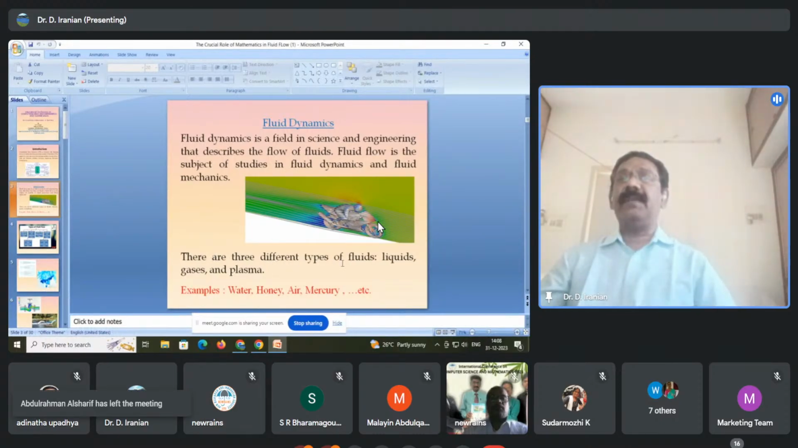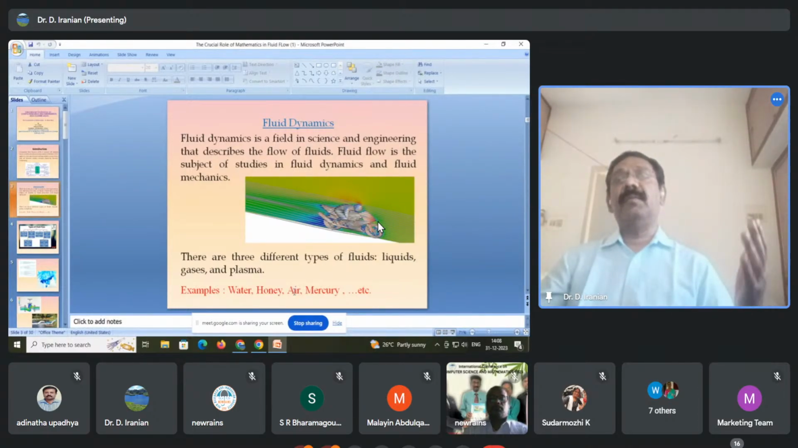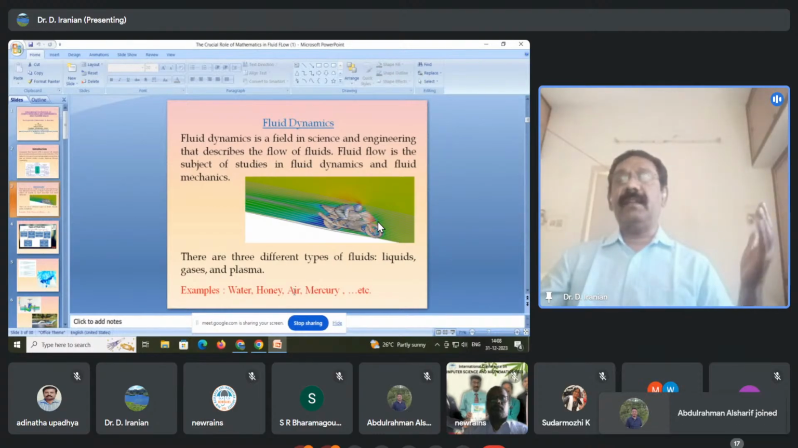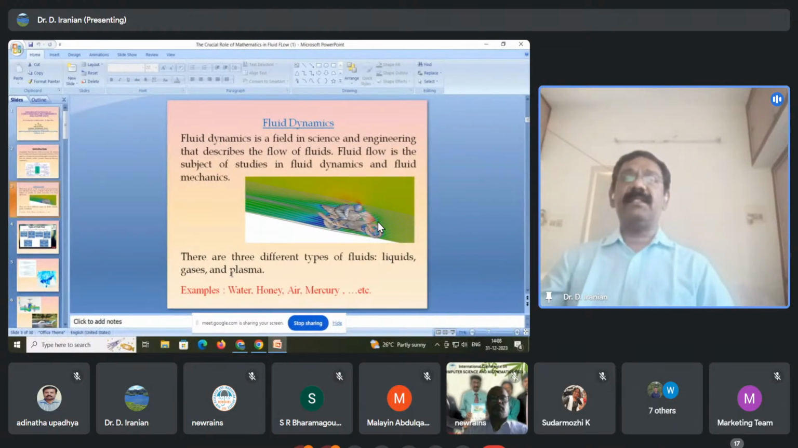Okay, there are some different types of fluids. What are the fluids here? Liquids, gases, and plasma. Liquids: water, honey, mercury, something like that; then air. Okay, so in air also there will be a flow. When an aeroplane is moving in the air, how does it form, how does it fly? That means the flow of the air comes outside through the turbines, automatically it will flow. Like a ship, everything is there. So liquids, gases, and plasma.